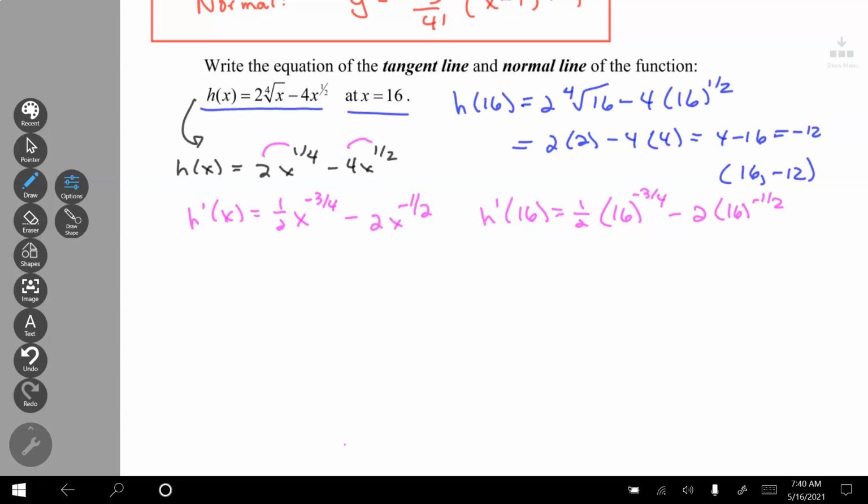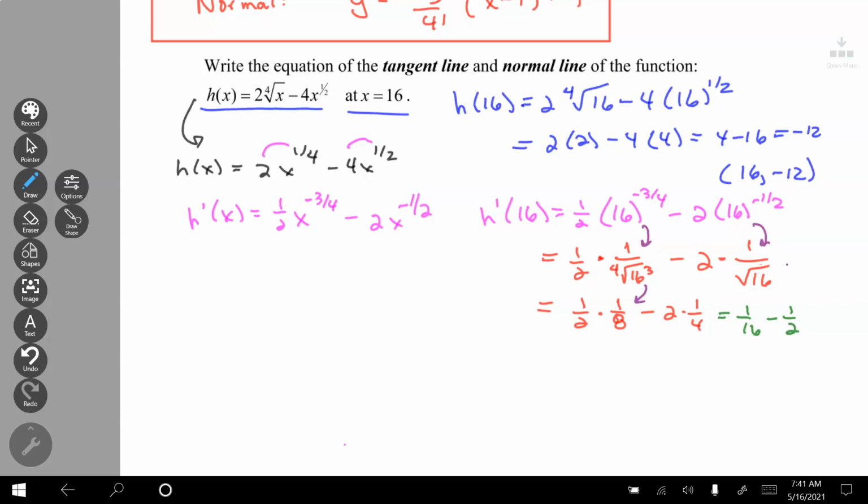So now we have to do a little bit of simplification of all that. Rewriting things, 16 to the negative 3/4 is 1 over the 4th root of 16, cubed, where the 4th root of 16 is 2, and 2 cubed is 8, so it's 1/8. 16 to the negative 1/2 is 1 over the square root of 16, which is equal to 1/4. So you get 1/16 minus 1/2. So you get h prime of 16 is equal to negative 7 over 16. And that is my slope.